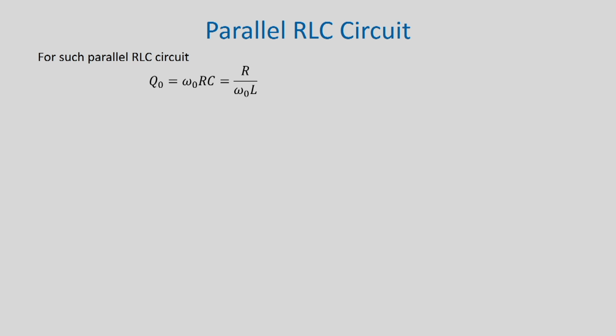Now, Q naught, the unloaded Q factor for such a resonant circuit, can be found out, and Q naught will be equal to omega naught RC, which is also R by omega naught L.